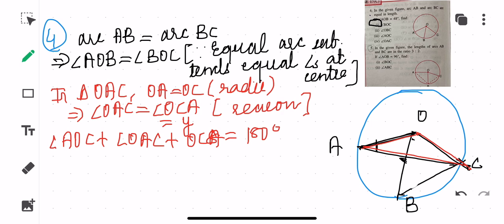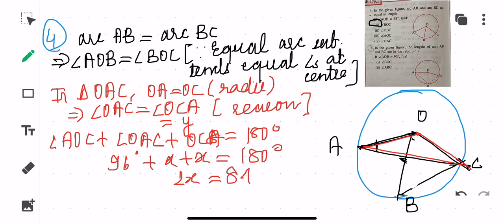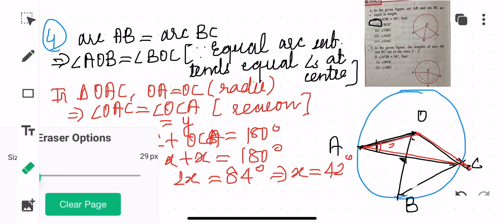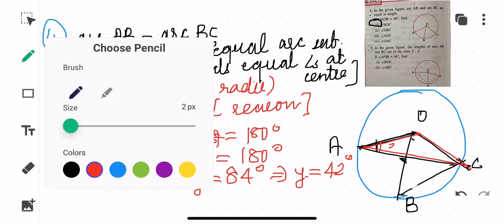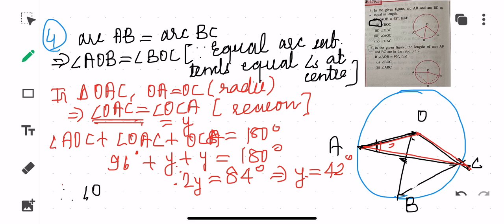AOC you have calculated as 96 degrees. So write down 96 degrees plus 2y is equal to 180 degrees. So 2y is equal to how much? 180 minus 96, which is equal to 84 degrees. So the value of y that we get is equal to 42 degrees. You had assumed OAC is equal to y, so therefore angle OAC is equal to y is equal to 42 degrees.